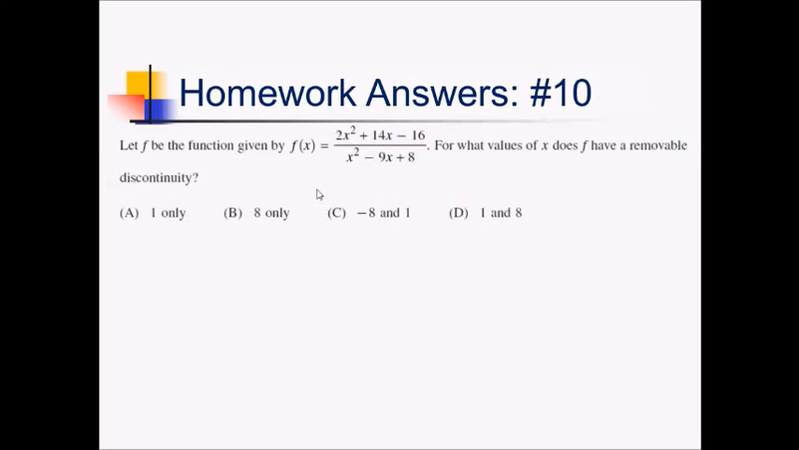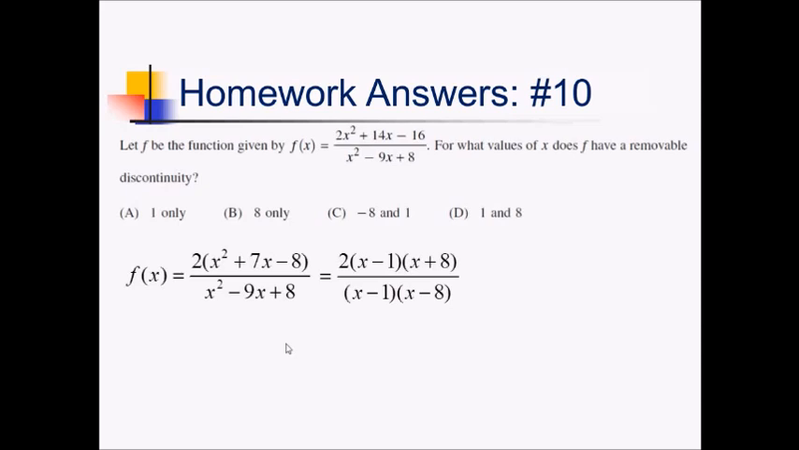For this problem, we're given this rational function, and we want to know for what value of x f has a removable discontinuity. So to figure out removables, we need to look for common factors. So let's start factoring. I'm going to factor the numerator first by taking out a 2. So that leaves me with x squared plus 7x minus 8. And then factoring that, things that multiply to negative 8 and add up to 7, that would be negative 1 and positive 8. Down here, things that multiply to 8 and add up to negative 9, that would be negative 1 again and negative 8. So there's our completely factored function.